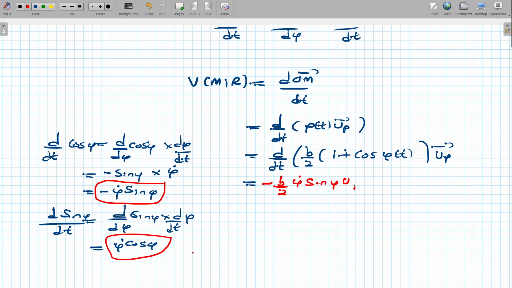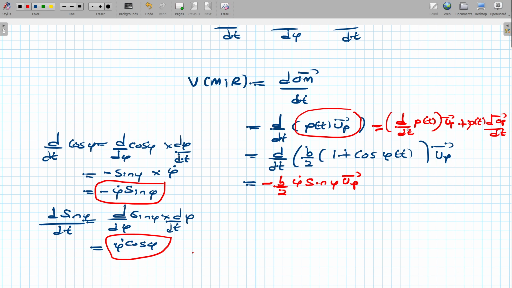And then another thing that I forgot to mention here is that we're supposed to apply the product rule, because we have a product of two functions here. So we'll first differentiate the first one and leave the second one alone. So this is going to be d/dt of rho t, and then we leave the second vector alone, u rho. And then plus, we leave the first vector alone, which is rho t, and then we differentiate the second one, u rho, with respect to time.